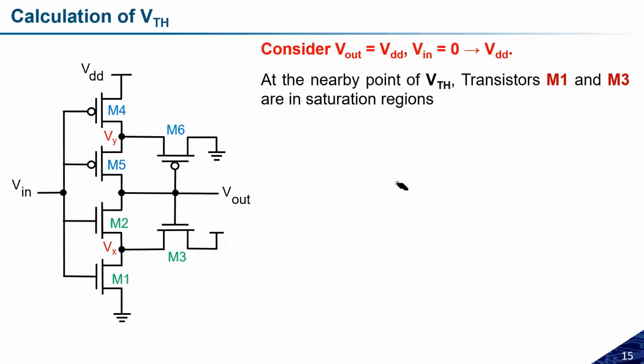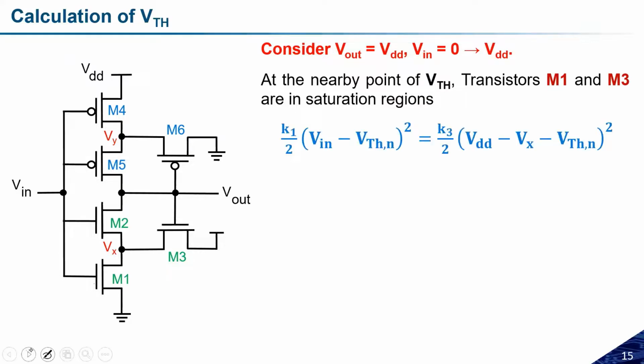How will the expression look? For transistor M1 it will be K by 2 times (V in minus VTH) whole square. This is the simple expression for the saturation current. K1 is for transistor M1, and V in is nothing but the VGS for transistor 1. So (VGS minus VTH) whole square, this is the saturation current for transistor M1.